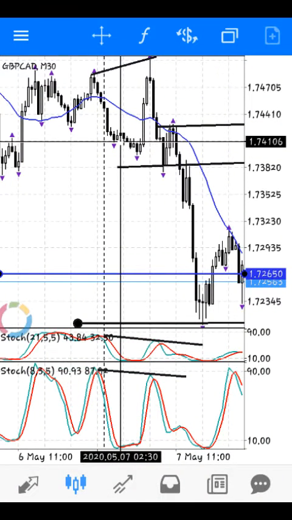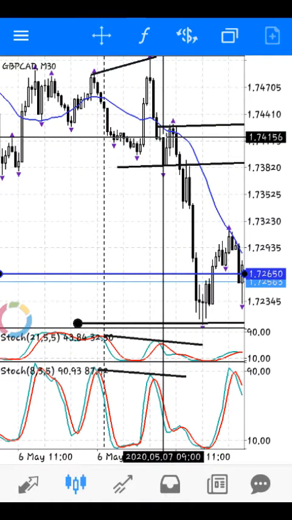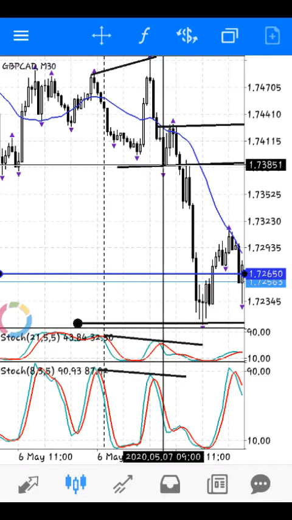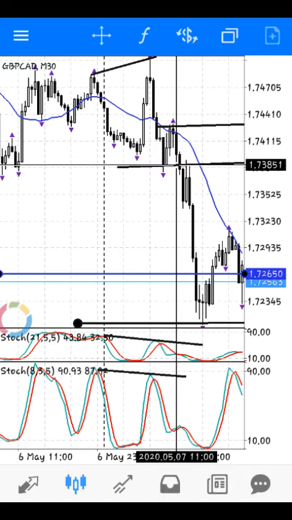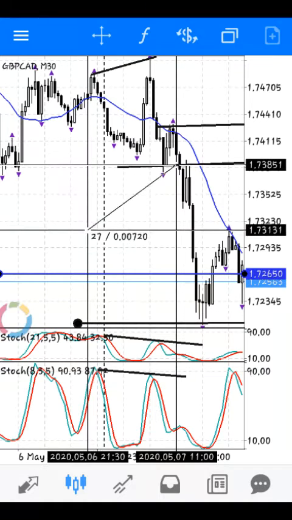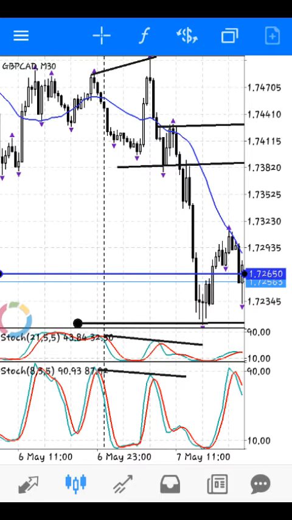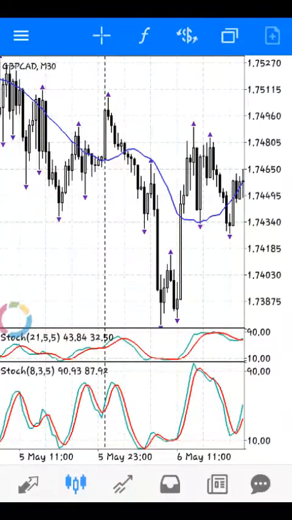I think there was one minor one at this point here. Price came back, closed higher, then came back and closed below this low here. So I would have put a sell limit at that point for price to continue lower, which it did, and this one paid considerably well. So that's an example of how I trade the divergences. It's that simple.